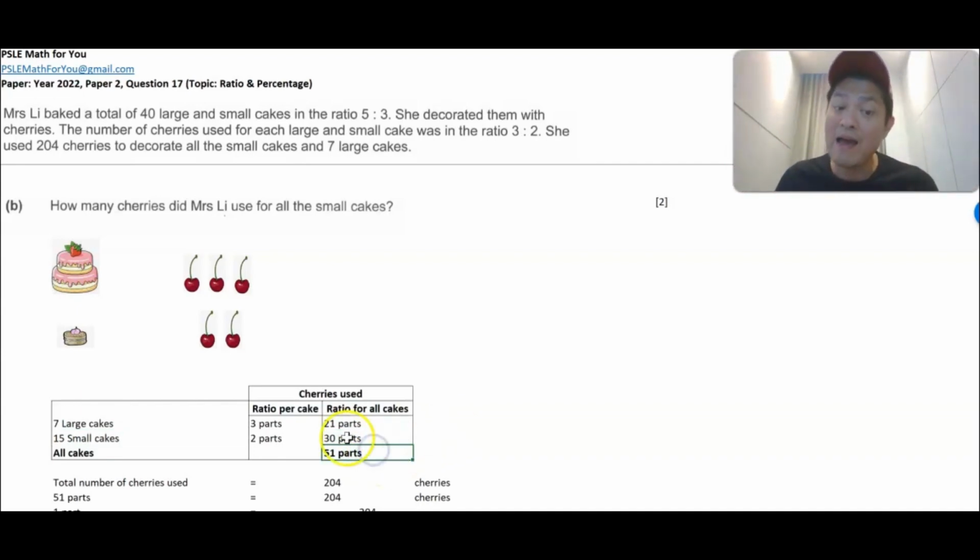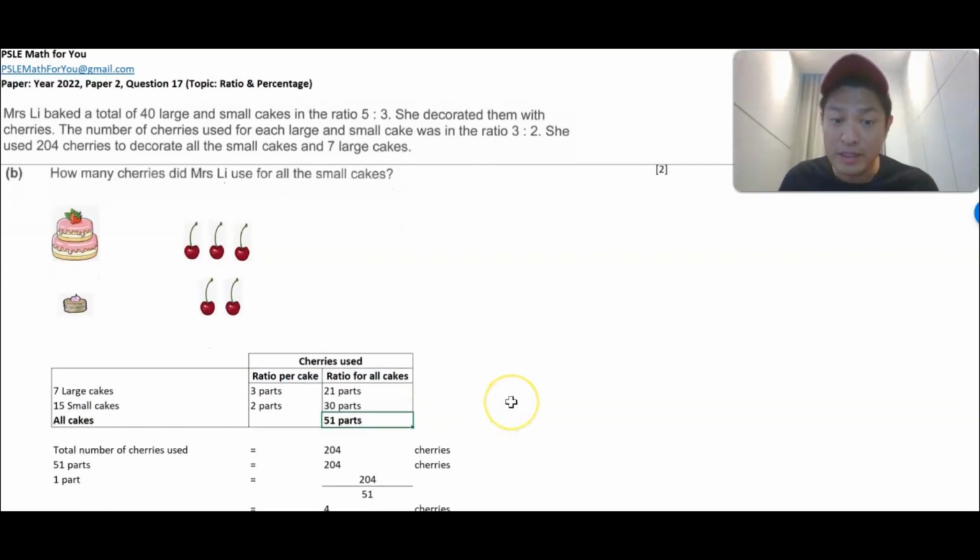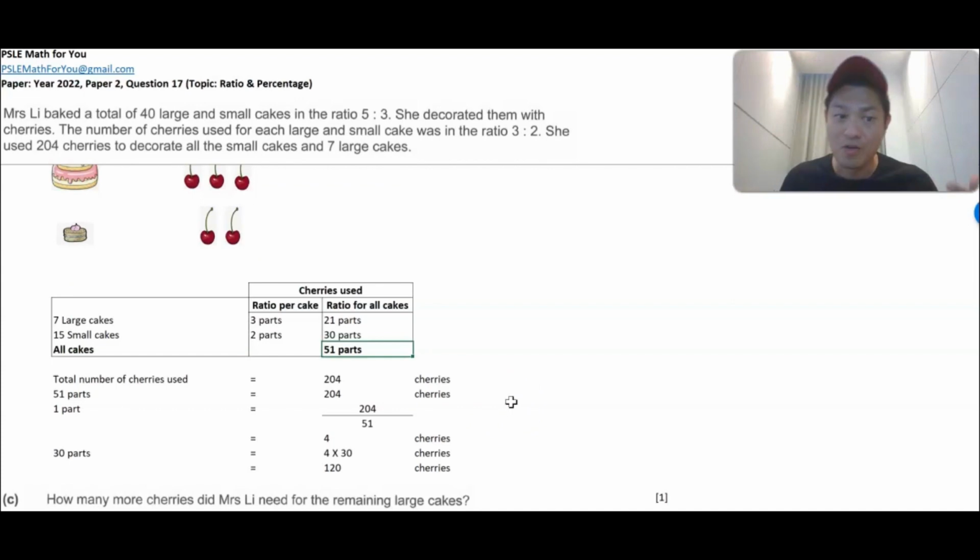Now, in total, I have 51 parts. But it doesn't mean 51 cherries, just 51 parts. We don't know how many cherries are in one part. So with this, we go back to that ratio equation where we need to break down what one part of cherries is.